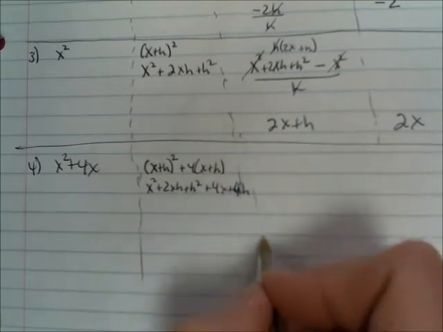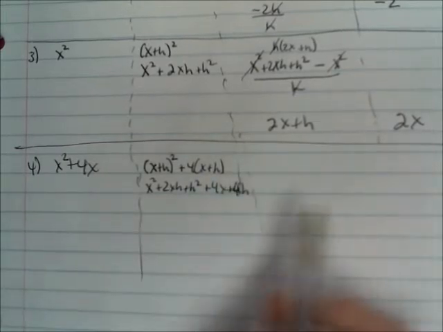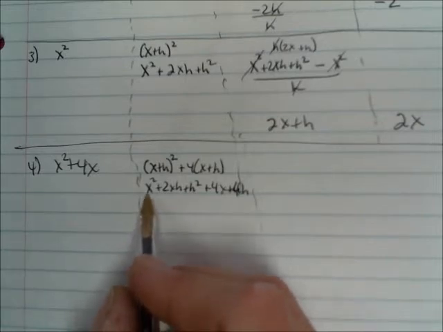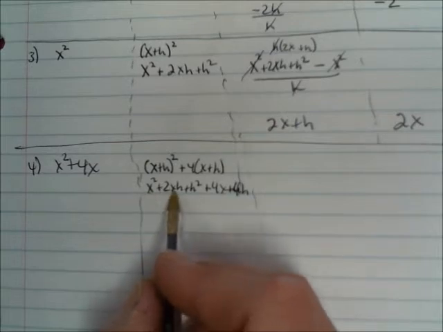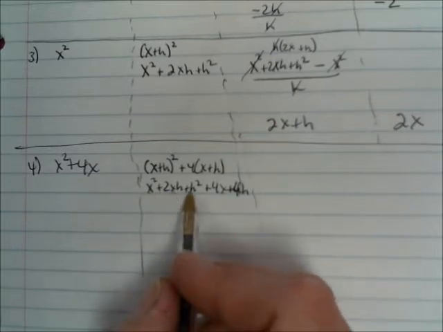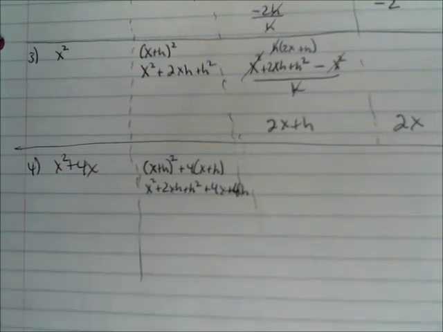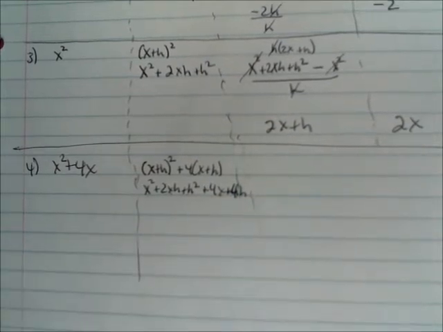And my column is a little bit too narrow. If you combine like terms, let's see, do we have any like terms? I don't think we do. We have an x squared, we have an xh, we have an h squared, we just have a 4x and a 4h. So there are no like terms here to combine at all.